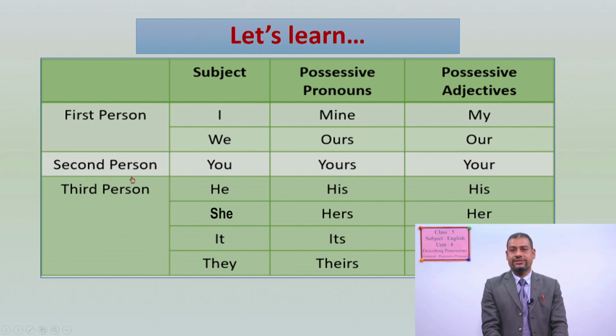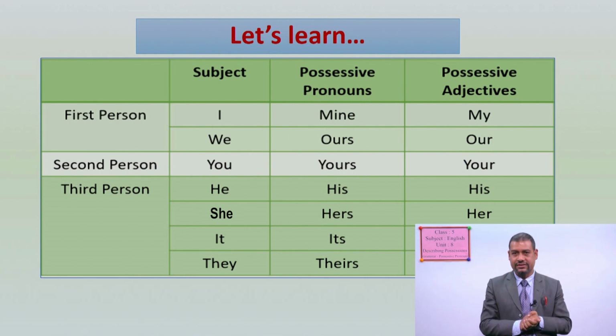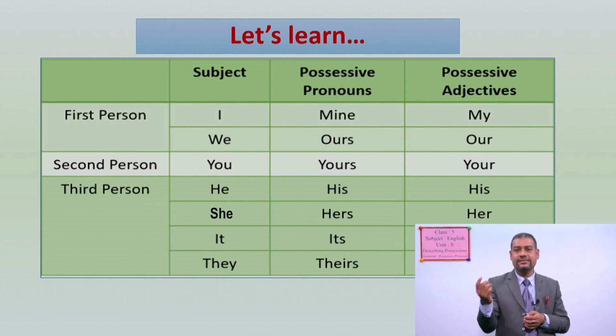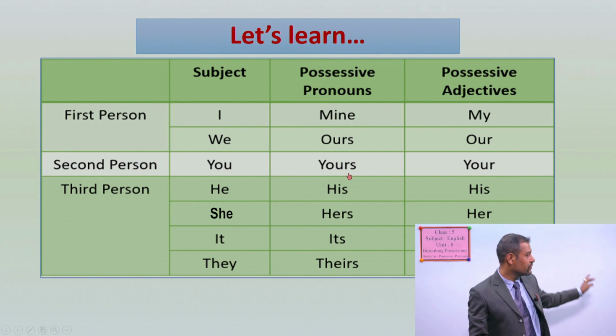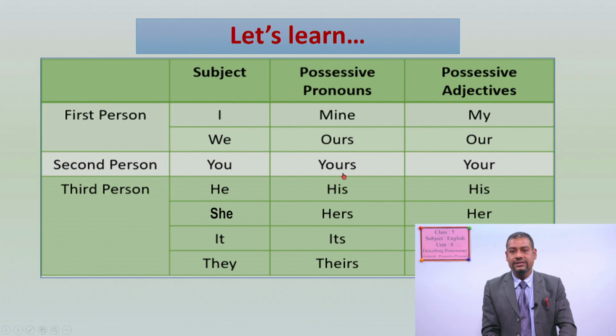Then, second person. Who is the second person? Always the listener. For example, I am speaking here and you are listening to me. So, you are the second person. I am using you. Okay, the listener is the second person. So, for a singular listener or for plural listeners, you have to use the same word, that is you, for the subject. Okay, and for possessive pronouns, you have to use yours. Like we wrote, it is Mina's bag, it is hers. Like that, you have to use it is yours.